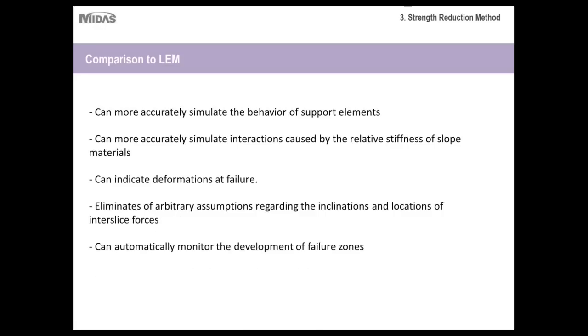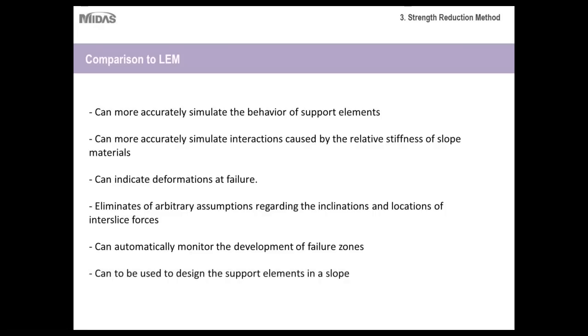And then it can automatically monitor the development of failure zones. If there's a certain portion of the slope that you want to monitor, the critical portion of your slope, the strength reduction method can closely monitor that to see how that zone starts to fail. And if you want to add some structural supports to that zone, and design specifically to support that zone, then the strength reduction method would be an adequate tool for you.